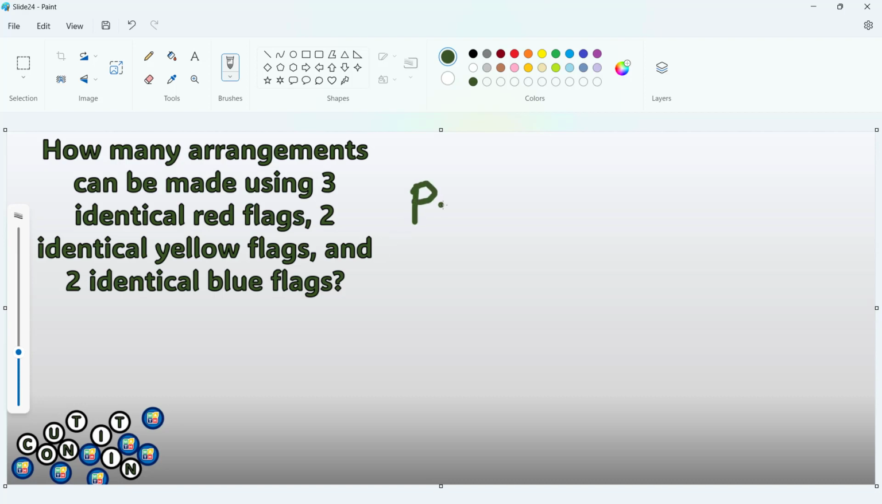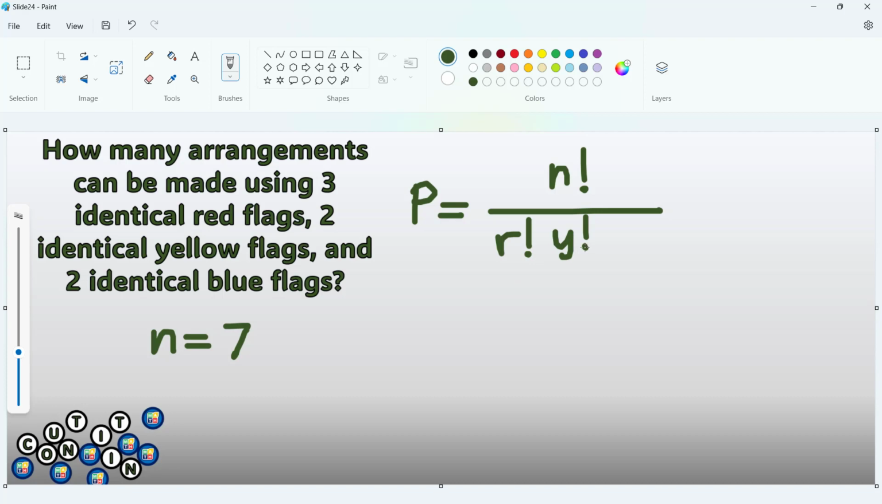Our permutation, number of arrangements, is a ratio of n factorial. Your n is the number of flags here. So you have here 3 red, 2 yellow, plus 2 blue, so you have here 7 flags. This will be divided by the number of permutations for each identical object, in this case identical color. So let's simply use, for example, r factorial, that means the number of red flags. We have here y factorial, the number of yellow flags, and let's say b factorial here.